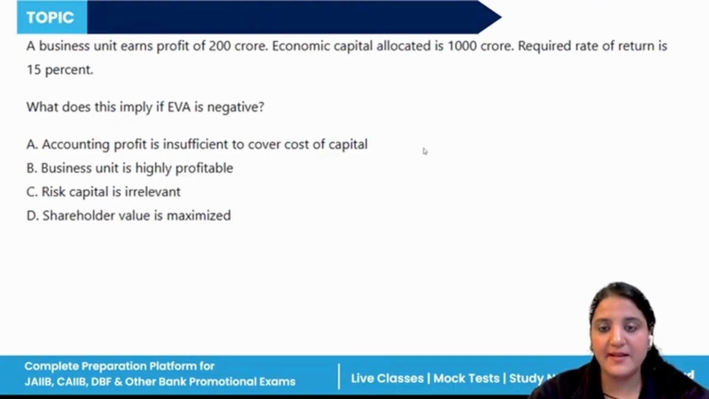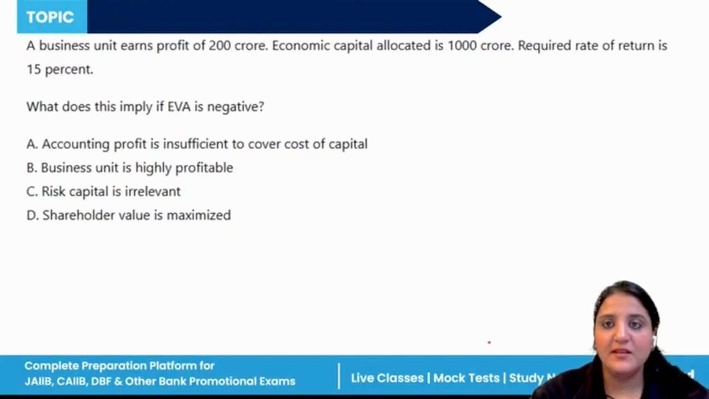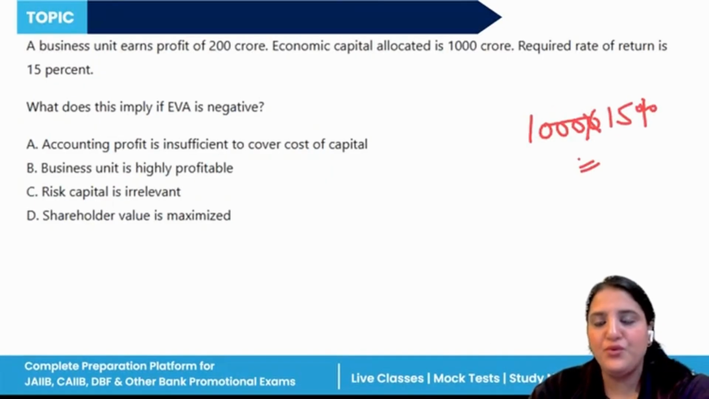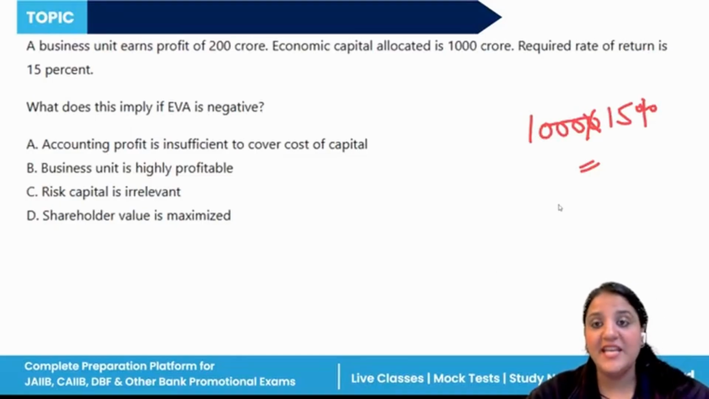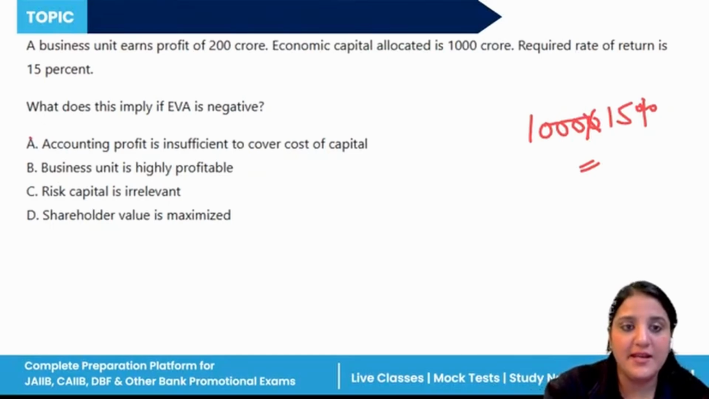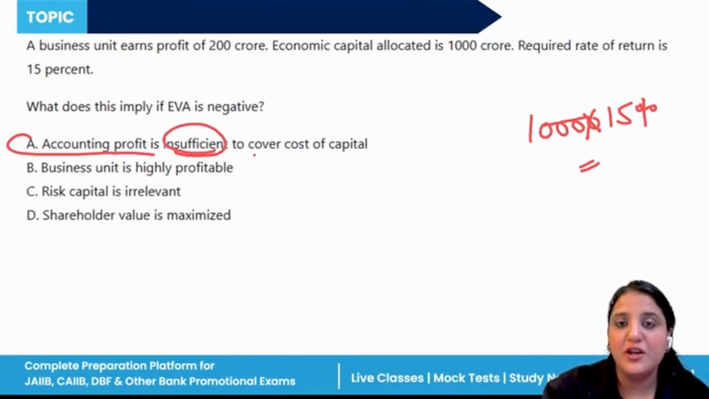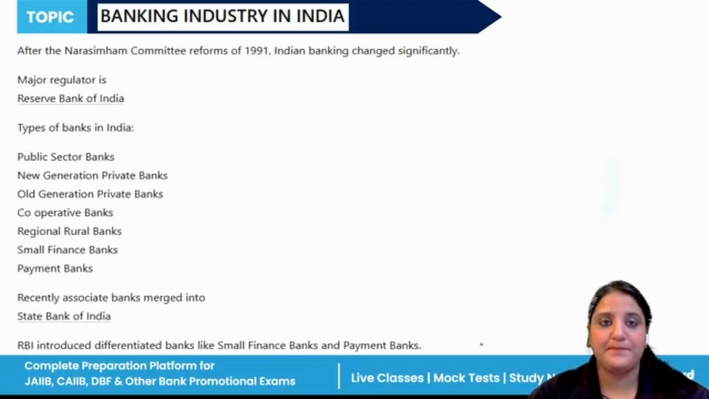So, which answer is correct in that case? C. Required return on 1000 crore at 15% is near about 150 crore. So if profit after adjustment is less than required return, EVA will become negative. And negative EVA means value destruction. So option A is correct. Accounting profit is insufficient to cover the cost of capital.